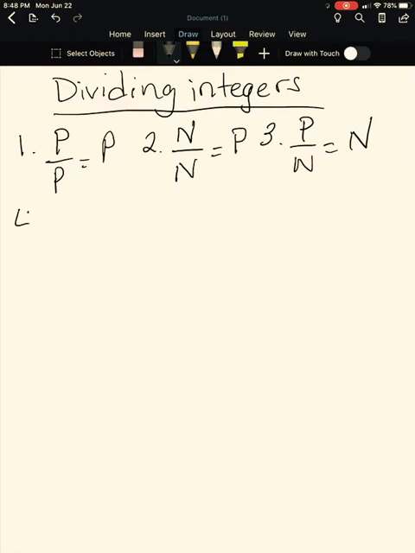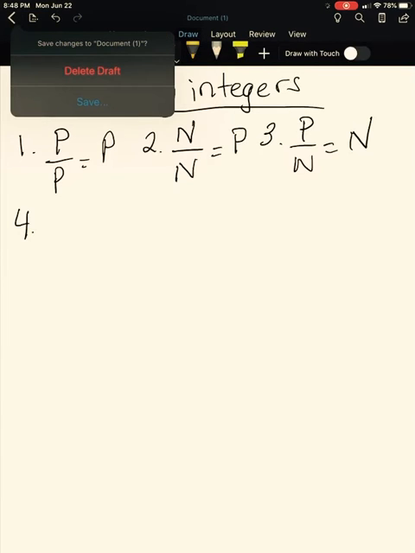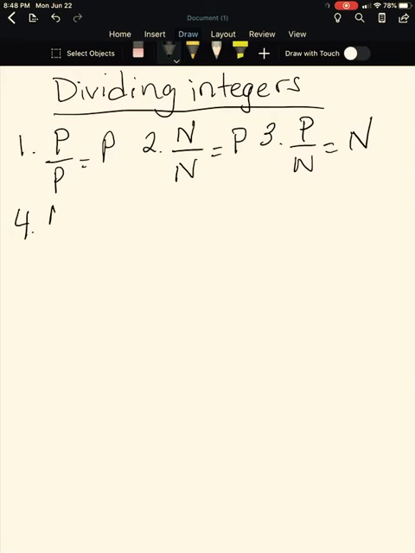And then number 4, we're going to have a negative over a positive, which equals a negative. So those are the 4 rules for dividing integers. And here are some quick examples.